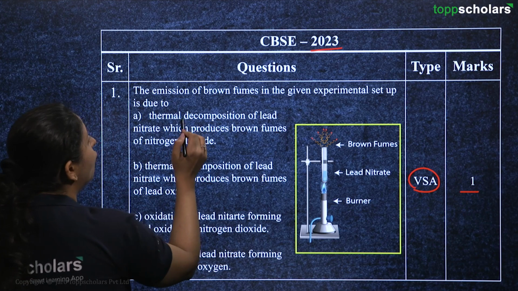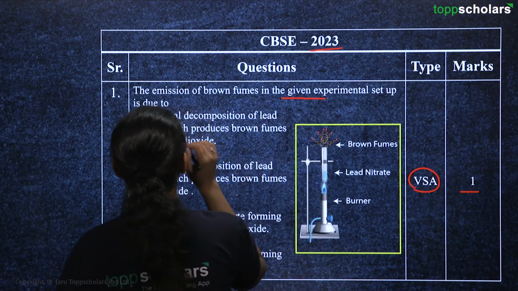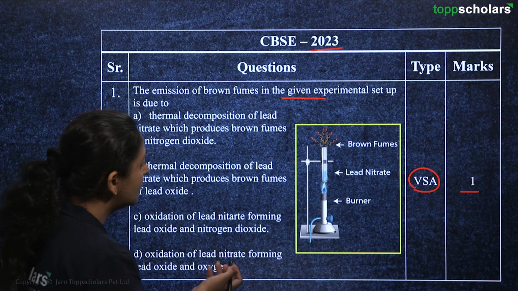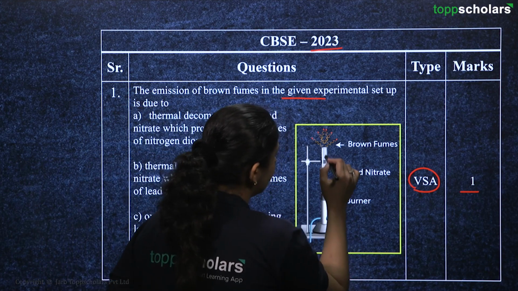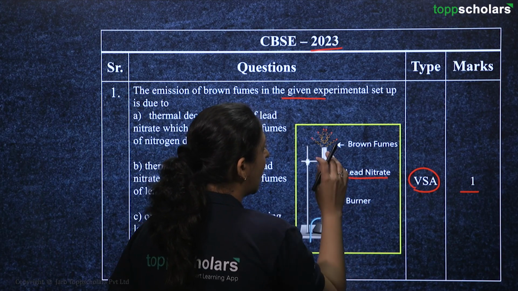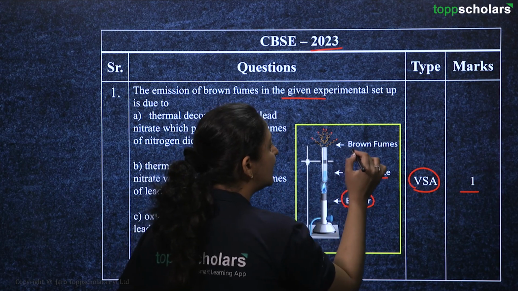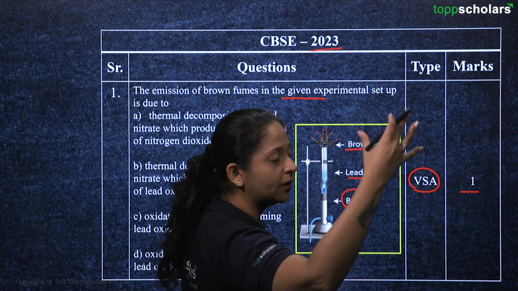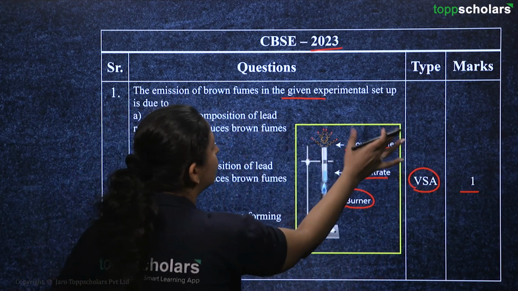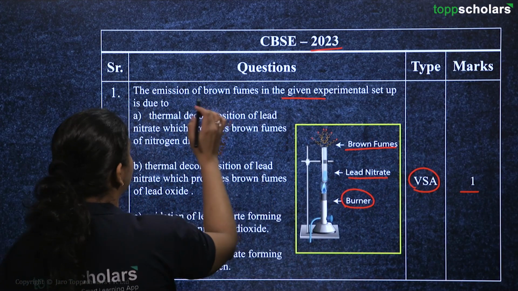The emission of brown fumes in the given experimental setup is due to what? So let's understand the setup here. Into the test tube, you have lead nitrate. And when the lead nitrate is burning with the help of a burner, you can see brown fumes coming out of it, right? So they are asking you, these brown fumes that you observe in this experimental setup are due to what?